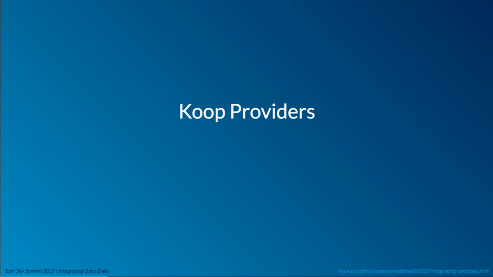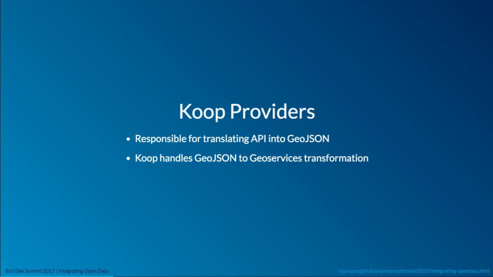So Coop providers are, if you're looking to get involved, this is the part where data is translated from a third party into something that Coop understands. So it's basically responsible for translating any third-party API into the GeoJSON format. Because once you have it in the GeoJSON format, Coop can handle the rest. It knows how to translate any GeoJSON into something that looks like a GeoService, a feature service.